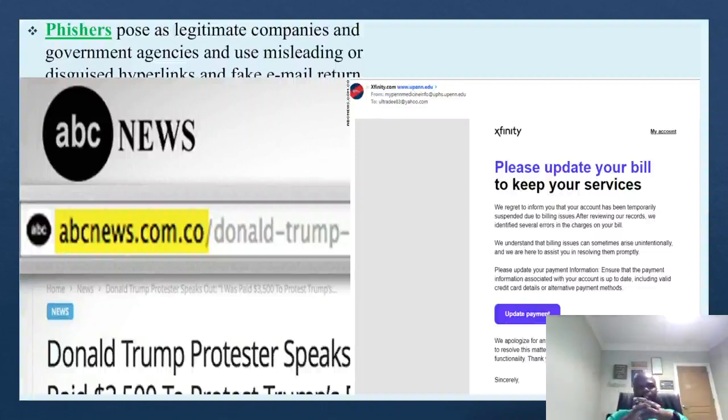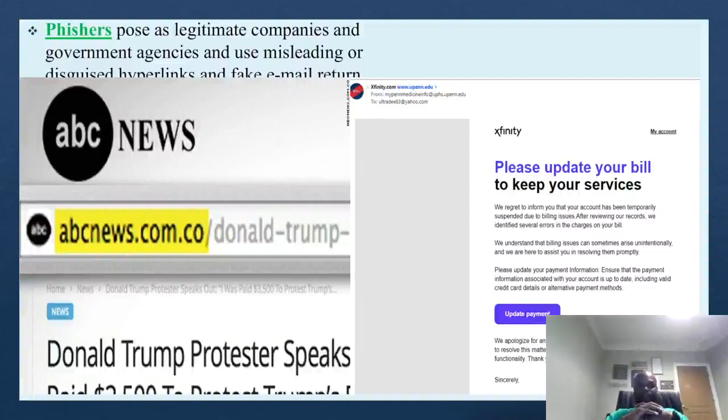The left right here, something about ABC News. Again, looks very real, but it's abcnews.com.co. That's not real. ABC News is going to be abcnews.com. So you click on that. It looks real, but it's not.